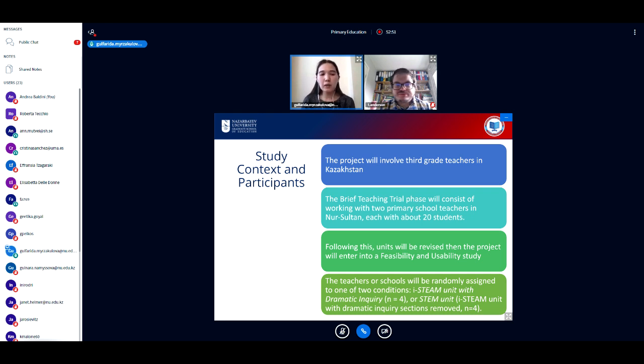But before implementing I-STEM and I-STEAM units, according to the phases of design-based approach, we are going to do a brief teaching trial phase. After this phase, I-STEAM unit and I-STEM unit will be implemented in two different mainstream schools of Nur-Sultan. But before implementation, we definitely do revision.